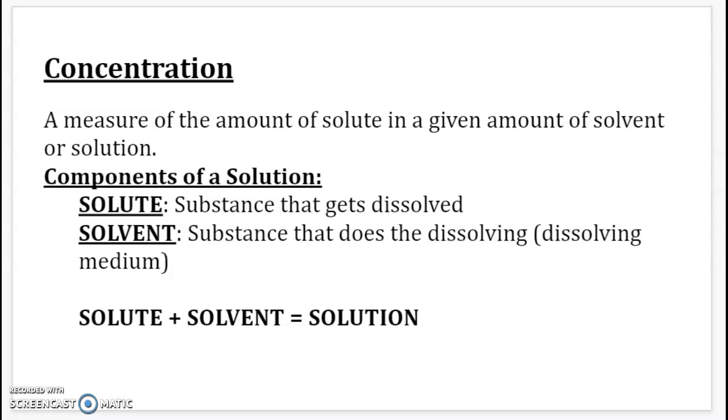The components of the solution are the two components that we mentioned, the solute and the solvent. The solute is the substance that gets dissolved. So if you're making solutions, often we think about the solute as being the solid substance that's dissolving into a liquid, most likely water. Water is the most common solvent that you would use in making solutions. And the solvent is the substance that does the dissolving, or the dissolving medium. So together, the solute and the solvent equal the solution.